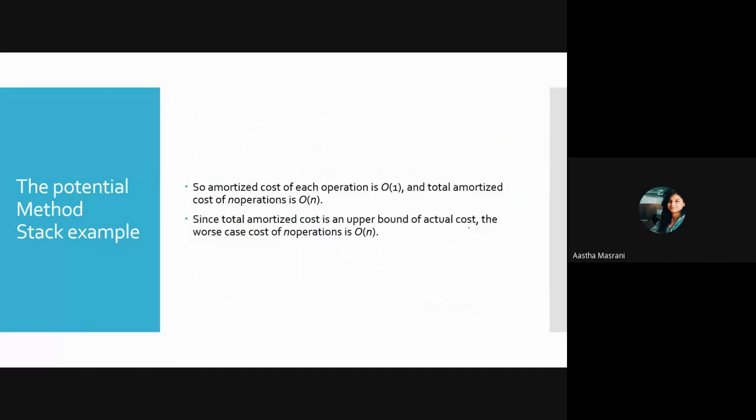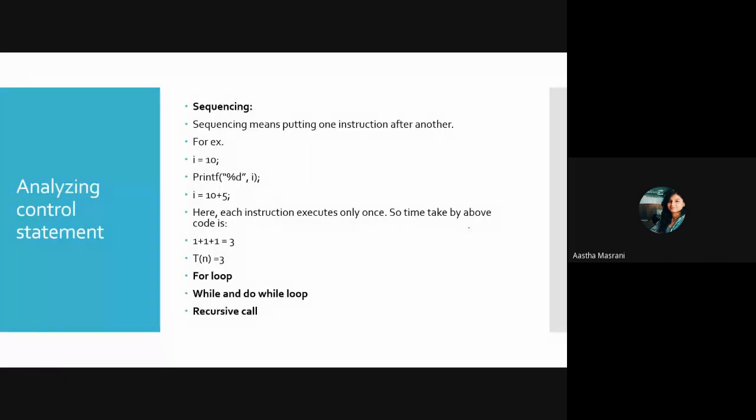The next topic is analyzing all these statements, whether the control statements or each and every statement of the algorithm. And then we'll be moving towards analyzing the sorting algorithms. Analyzing control statements we have already done in the starting, when I was explaining the order of growth, at the start of the chapter. So directly we'll be starting with the example.